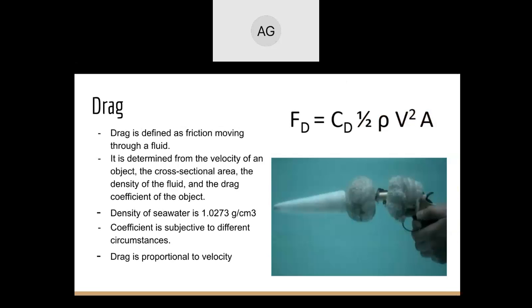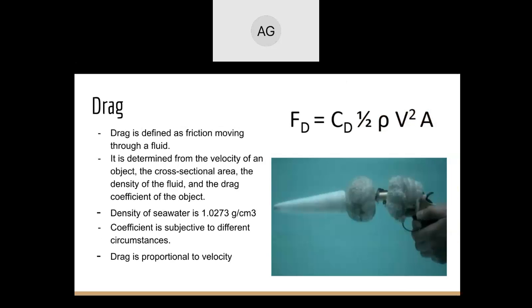So the first concept that we want to discuss when talking about these bullets is drag. Drag is defined as friction moving through a fluid. It's determined from the velocity of an object, the cross-sectional area, the density of the fluid, and the drag coefficient of the object. So bullets are made to be aerodynamic. So flying through air, they really don't experience a whole lot of drag, but as soon as it enters water, it's going to have a lot of drag on it and take away from its lethal capabilities.